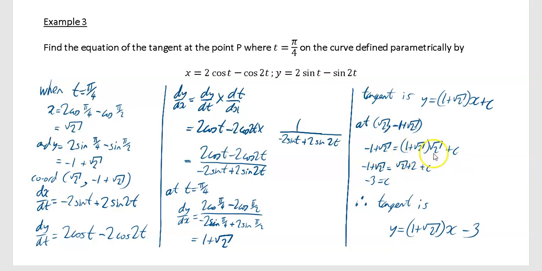Multiply out this bit. 1 times root 2 is root 2. Root 2 times root 2 is 2. And then bring all of this across this side. You'll have 1 minus 2, which is minus 3. You'll have root 2 minus root 2, which cancels out. So you're just left with minus 3 is equal to c. Just make sure you write your tangent out. So say, therefore, your tangent is y equals (1 plus root 2) x, then minus 3, and that's it done.